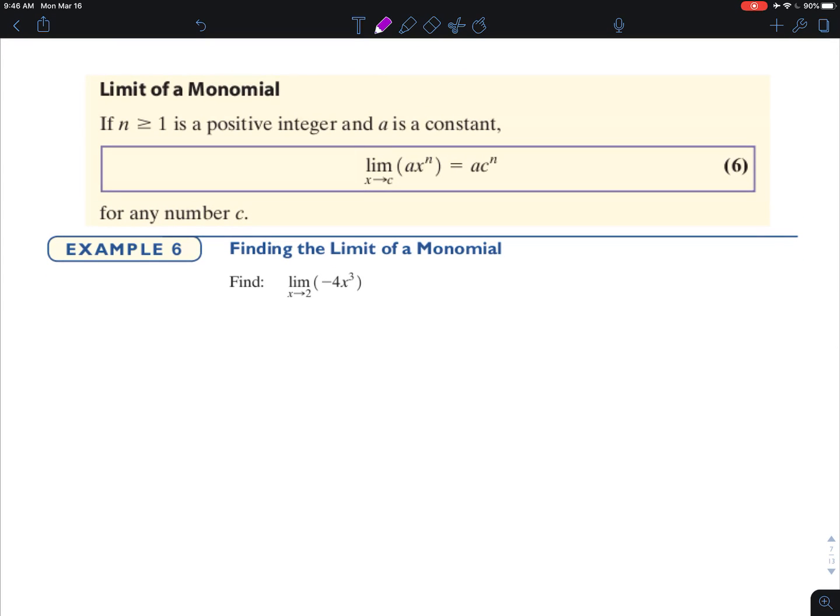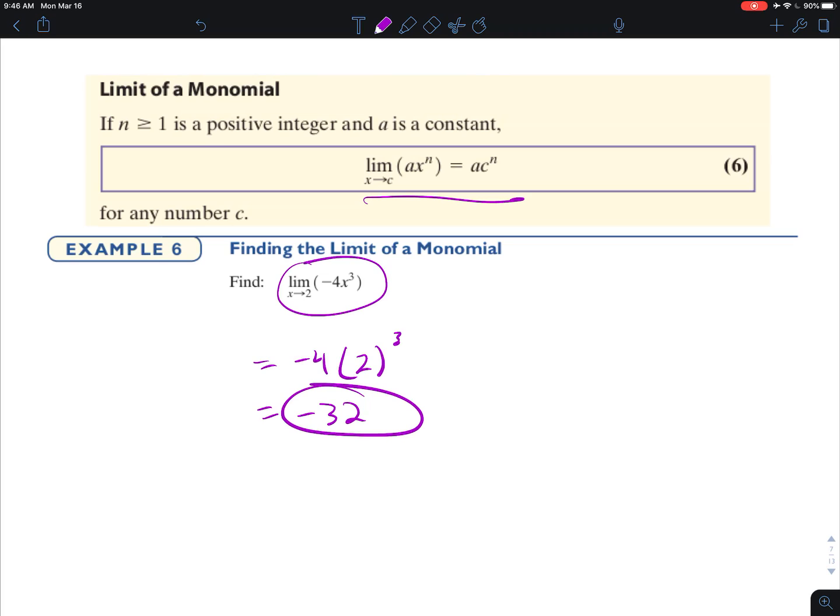If we have x raised to a positive integer power, then we can evaluate it with the limit value as x approaches c. Whatever that c value is going to be taken to that power. So because we have this in the form of our new rule for a monomial, this is equal to negative 4 times 2 cubed, which we can evaluate. What is that? Negative 4 and 8 is negative 32.